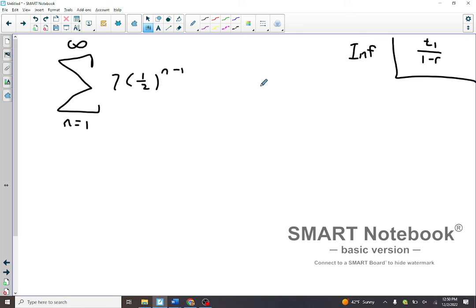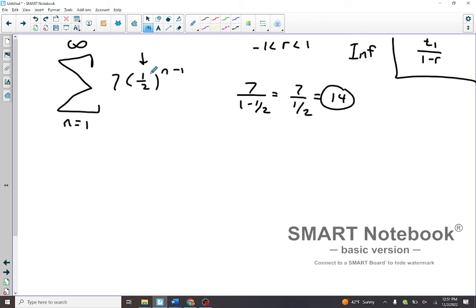R is a half. So now, 7 over 1 minus a half. Remember, this only works if r is in between negative 1 and 1. So 7 over 1 minus a half equals 7 over a half, which is 7 divided by a half. The answer is 14. For it to be an infinite equation, it has to be 0.5 in the r, or something between negative 1 and 1.